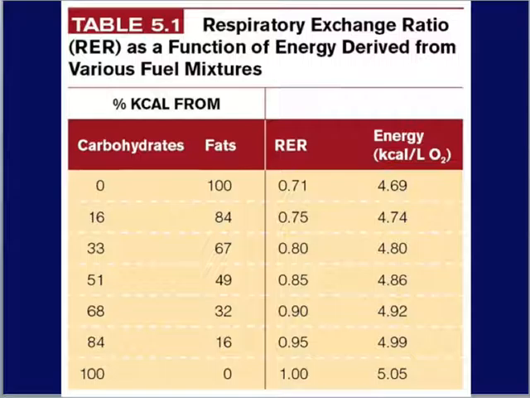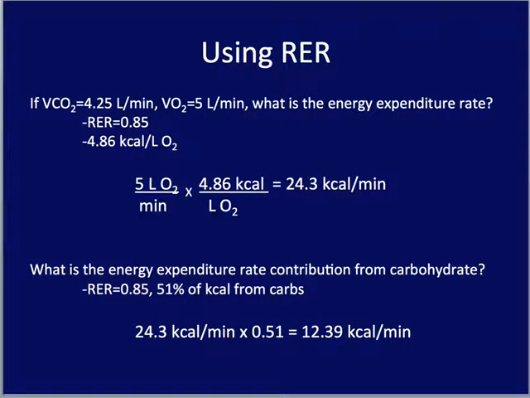All right, so let's get to it and look at an equation. If we have a VCO2 of 4.25 liters per minute, and a VO2 of 5 liters per minute, and we want to figure out the energy expenditure rate, we simply divide 4.25 by 5, VCO2 divided by VO2, and we get 0.85.